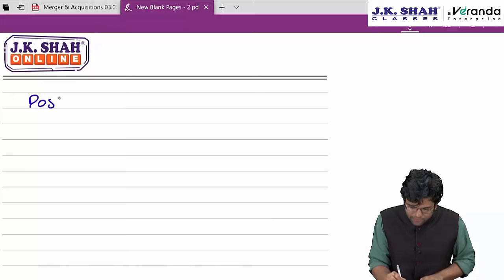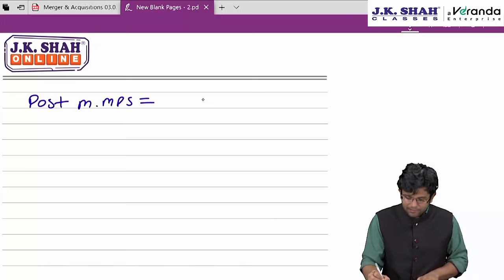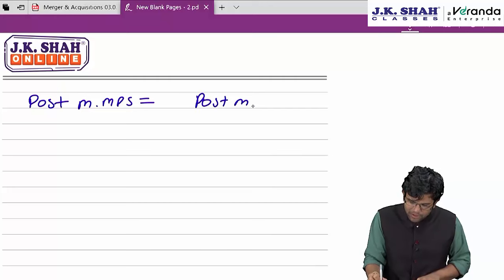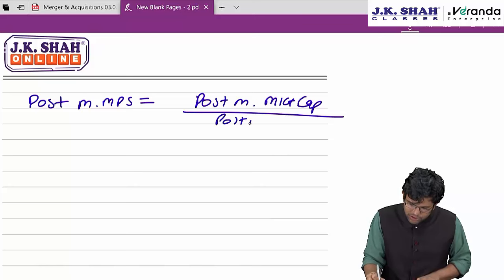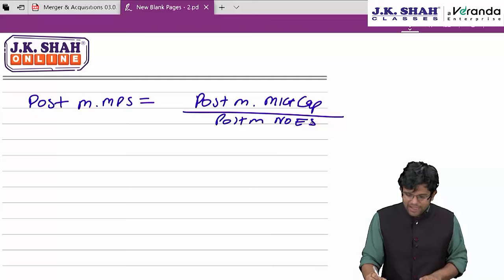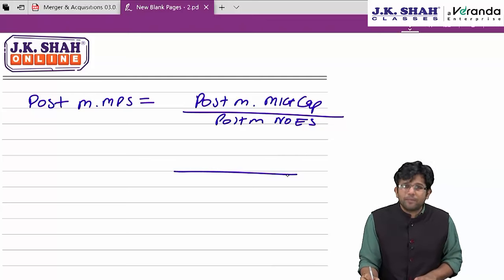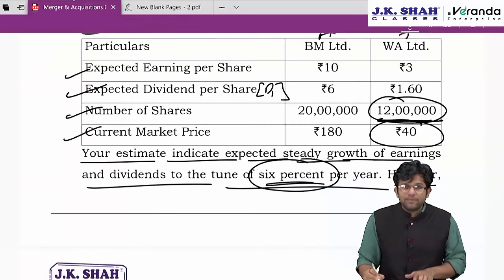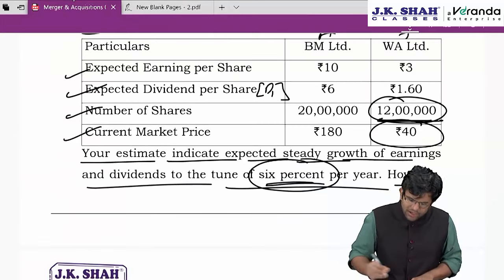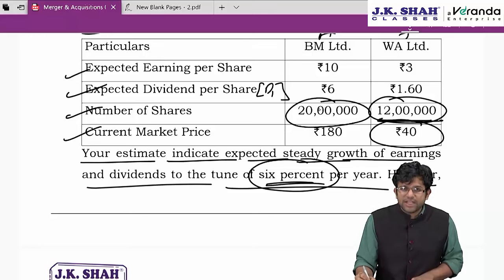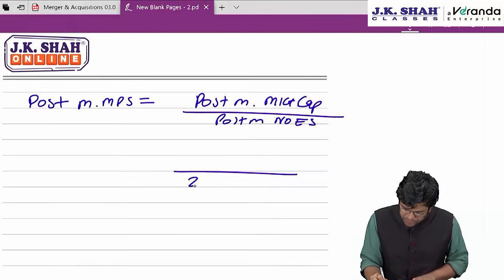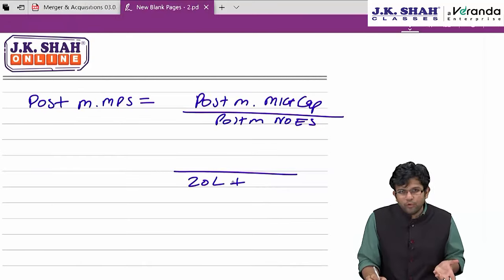If we are going for the market cap route, can I say post-merger MPS is nothing but post-merger market cap upon post-merger number of equity shares. Okay, post-merger market cap upon post-merger number of equity shares. First of all, let us knock off the post-merger number of equity shares. Tell me, students, in the acquiring company already how many shares are there? 20 lakh shares are already there. So I'll write down here 20 lakh shares. They will continue post merger also.